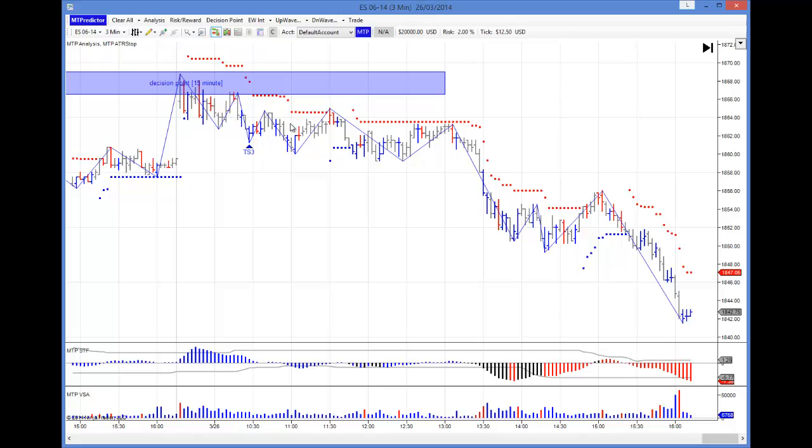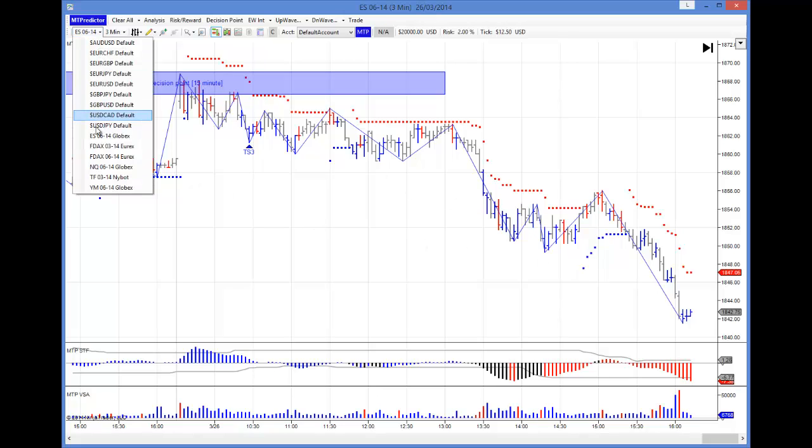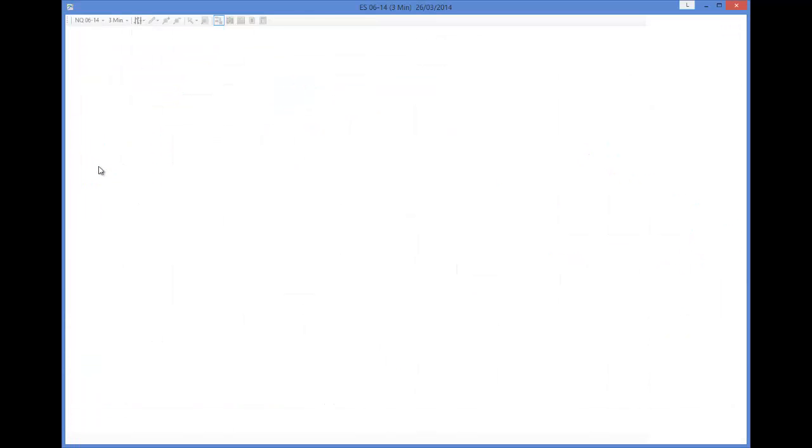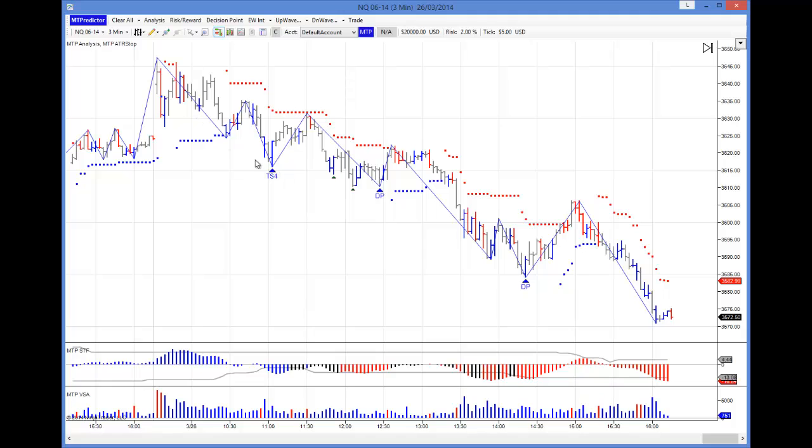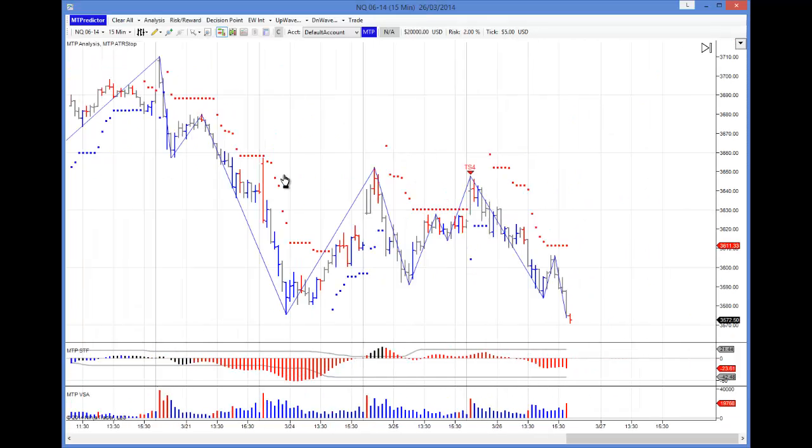How can this help you? Because obviously there weren't any sell setups here on the ES. So let's go to look at another market, the NQ, and do exactly the same. Here you can see there were some buy setups on the way down here. So were any of these any good to take? Well, let's go out to the 15-minute chart and take a look.